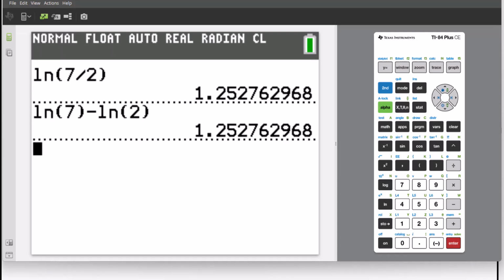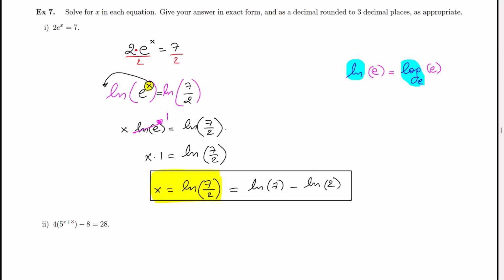So that's what we were talking about earlier when we said one of the rules allows me to convert from ln of a ratio to the difference of ln's. So the bottom line is, roughly speaking, the answer is 1.253 because we're rounding to 3 decimal places. That's what they asked us to do. So I'm going to write that next. I'm going to say, or roughly speaking, x is roughly 1.253.